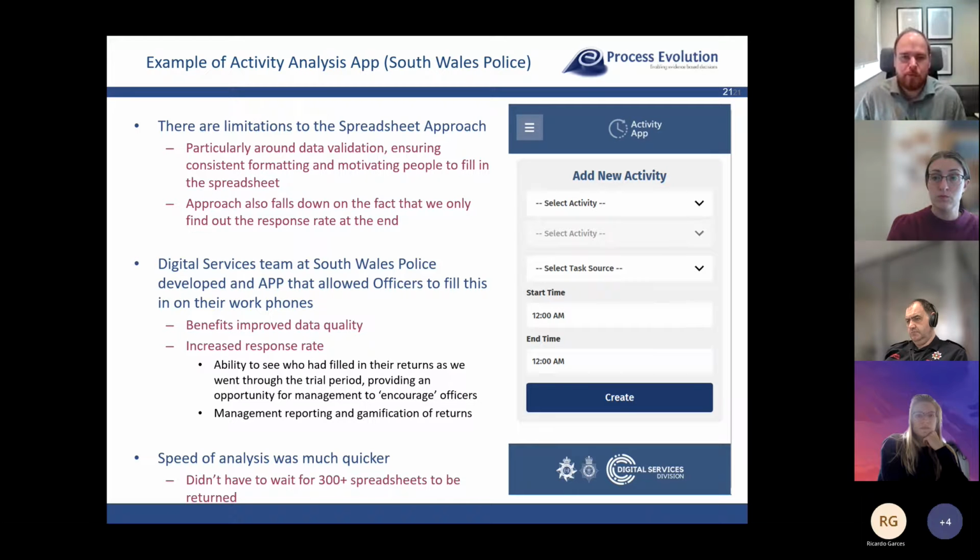Now, that's not to say that the inputs that are put in are going to be perfect at all, but it does give us a way of reducing the issues or reducing the difficulties that officers would face. Final thing on that, because the app reported to the data warehouse overnight, every night, that speed of analysis was so much quicker. We didn't have to wait for and chase up 300 spreadsheets being returned. These happened far quicker. We were able to do that analysis, so speed of thought, and being able to produce those results much quicker.